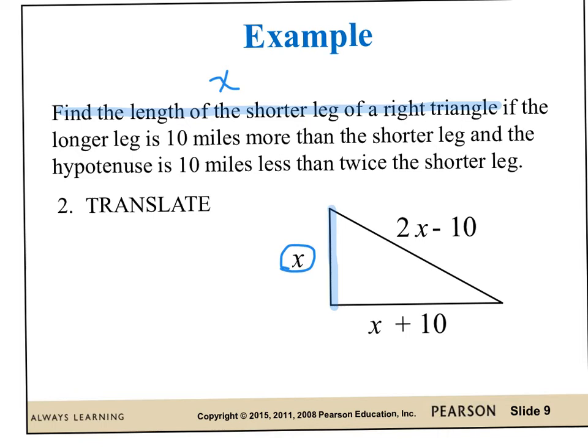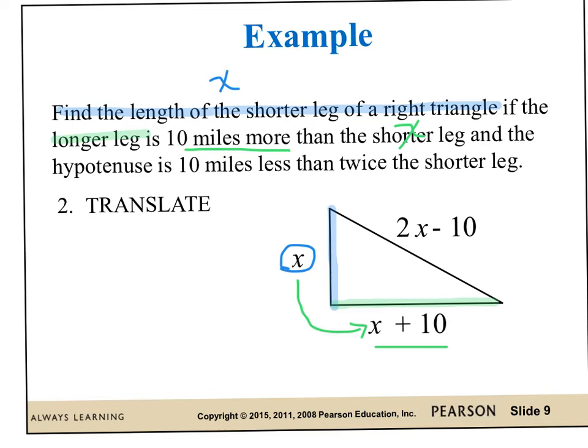Then it goes on and gives us some more information. It says the longer leg, which would be this one, is 10 more than the shorter leg. Well, okay, here's the shorter leg. So that's X. And 10 miles more than the shorter leg, which is X, means we would add 10 miles to it. And then we keep reading.